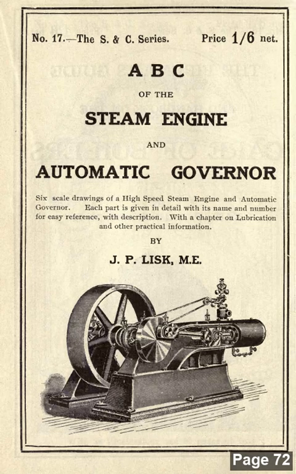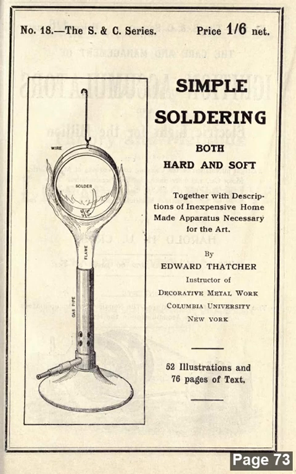By J. P. Lisk, M.E. No. 18. The S and C Series, price 1/6 net. Simple Soldering, both hard and soft, together with descriptions of inexpensive home-made apparatus necessary for the art, by Edward Thatcher, instructor of decorative metal work, Columbia University, New York. 52 illustrations and 76 pages of text.